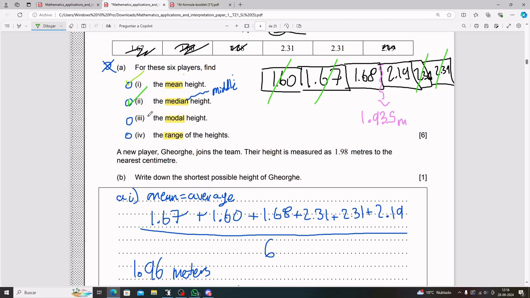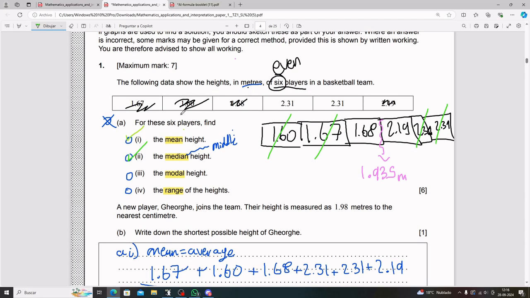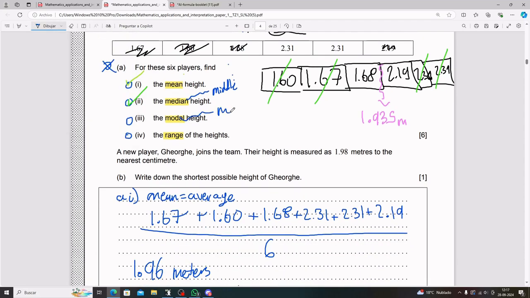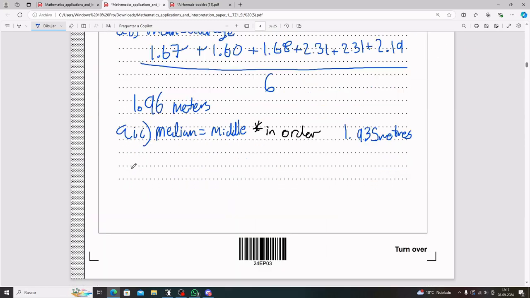For part Aiii, we need to find the modal height. And so what I like to associate the word modal to is the word most. So that's the first observation we're going to make. For part Aiii, we have that the modal, or a lot of times you're going to see it called the mode. We will associate it with the word most.